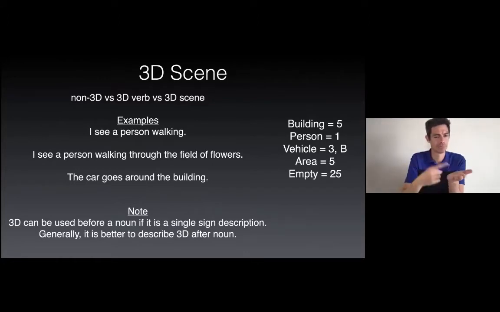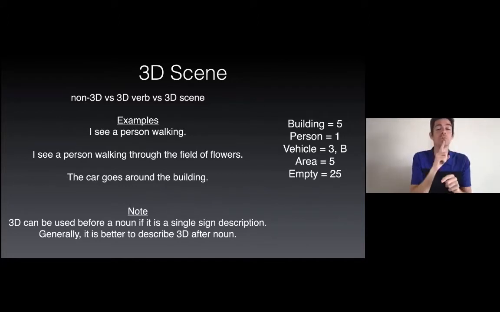And also another thing to discuss, do you have to explain the 3D after you have the noun? For example, a person is walking like this. This is the 3D. Do you have to do that after, or can you start with the person?